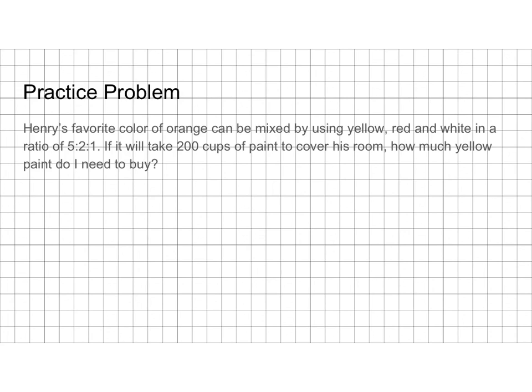So for our practice problem, this is one of the 3 types. You'll have to decide which one and rewatch if needed. Henry's favorite color of orange can be mixed by using yellow, red, and white in a ratio of 5 to 2 to 1. If it will take 200 cups of paint to cover his room, how much yellow paint do I need to buy?